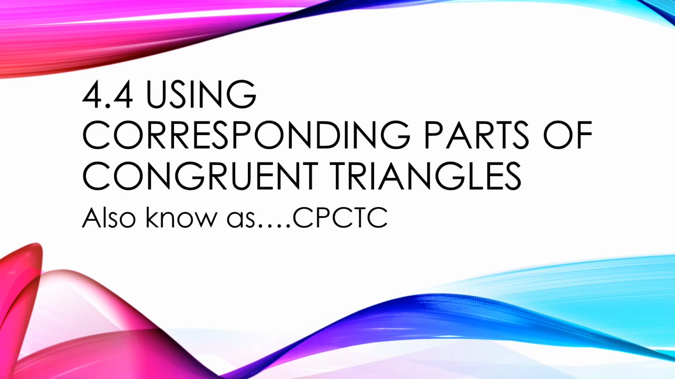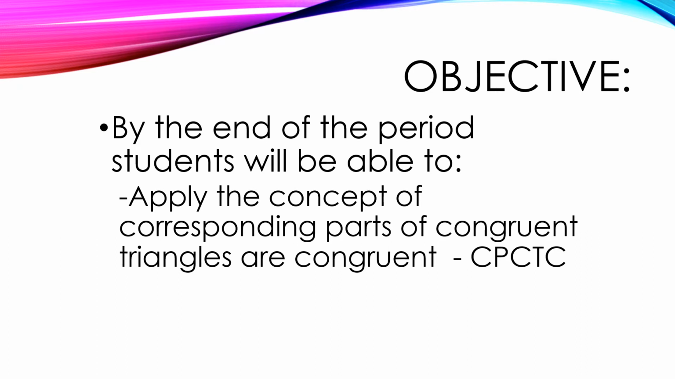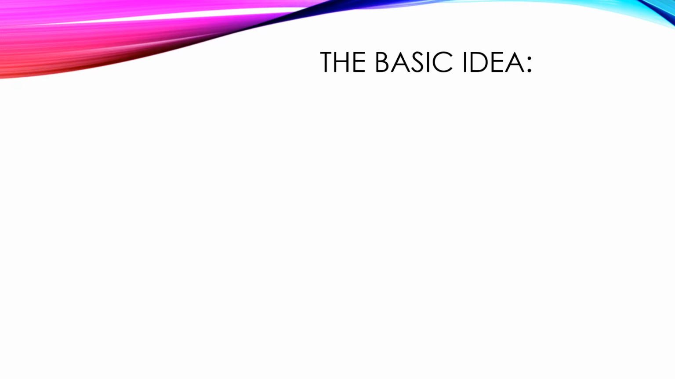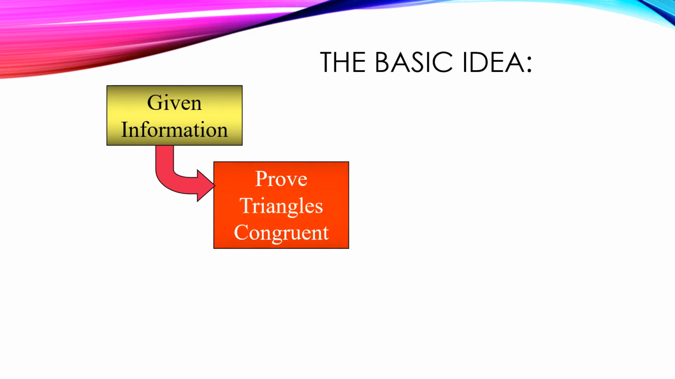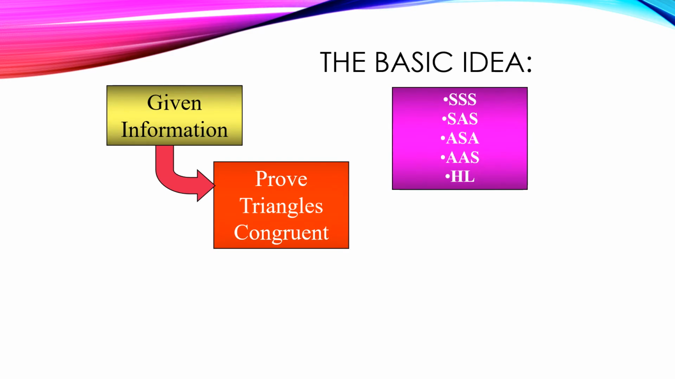So here are the notes for using corresponding parts of congruent triangles, which is also known as CPCTC. By the end of the period, you will be able to apply the concept of CPCTC to prove that corresponding parts are congruent, given that your triangles are congruent. So the basic idea is that you are given some information, and then you want to prove the triangles are congruent by using any of these five theorems.